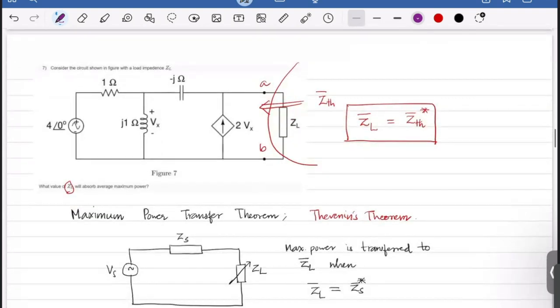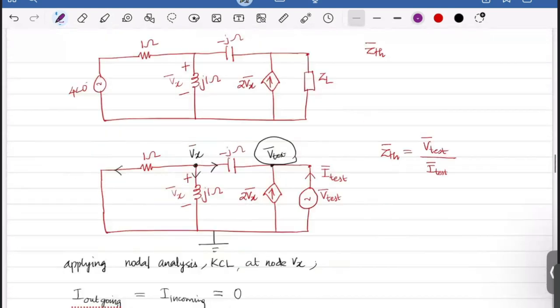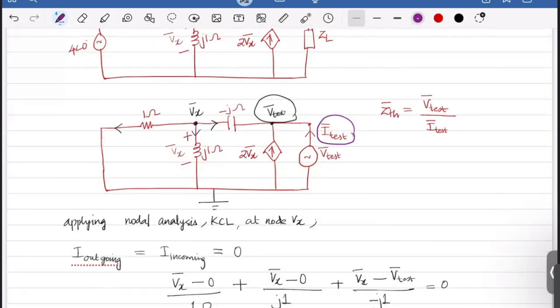So in the given problem, you are asked to find the maximum average power transferred to the load. So you have to find the Z Thevenin. To find Z Thevenin, you have to remove the load and look across the terminals and find the equivalent impedance. But since the circuit has a dependent source, you will apply a test voltage V test and you will find how much current is drawn by it by replacing all the other independent sources with its equivalent internal impedance, and then find the ratio V test by I test, which will give you the Z Thevenin.